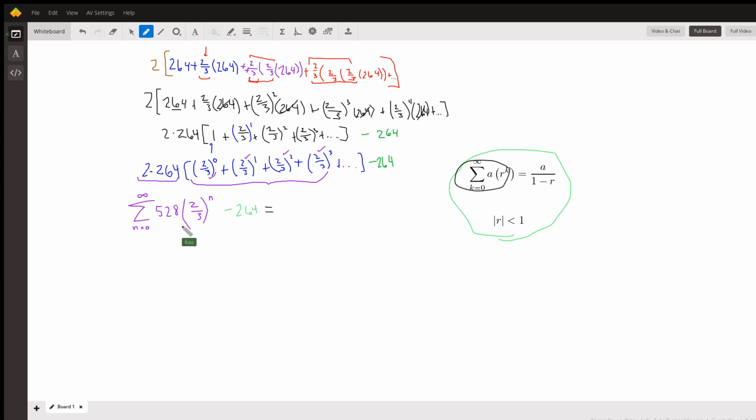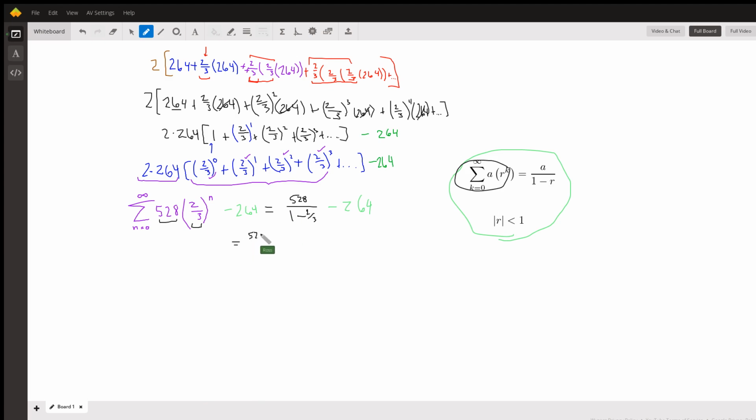So for us, and this negative 264 is not involved, our a is 528, so that would go on top. And then divided by 1 minus, and our r, the common ratio, is 2/3. And don't forget that 264 that needs to come off at the end. So now we almost have our answer. The series is gone, the sum is gone, we just have numbers to work with. So a little bit of arithmetic. 528 over 1 minus 2/3. 1 minus 2/3 is just a third.